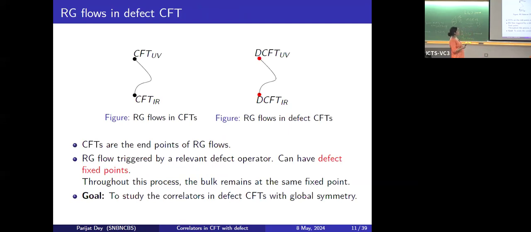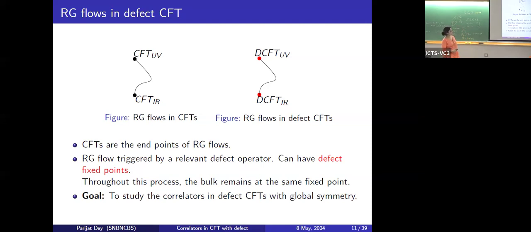So here is the renormalization group flow approach. On the left we have a picture for an RG flow in conformal field theory, so this is a conformal field theory without a defect. We know that conformal field theories are endpoints of RG flows. So a quantum field theory can be thought of as an RG flow from a CFT in the UV to another CFT in the IR.